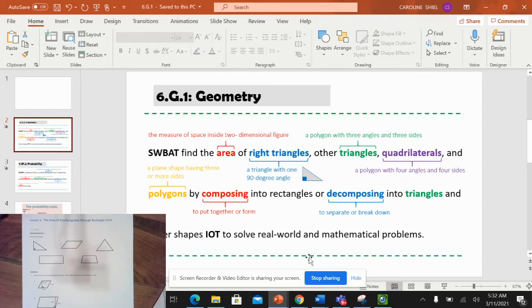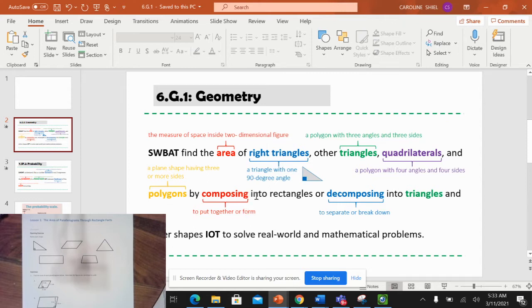We know that area is the space inside a shape. A right triangle, we know right here is specific because it has a 90-degree angle. Triangles in general are polygons with 3 angles and 3 sides. Quadrilaterals have 4 angles and 4 sides. Polygons are kind of that larger category. It's a shape that has 3 or more sides.